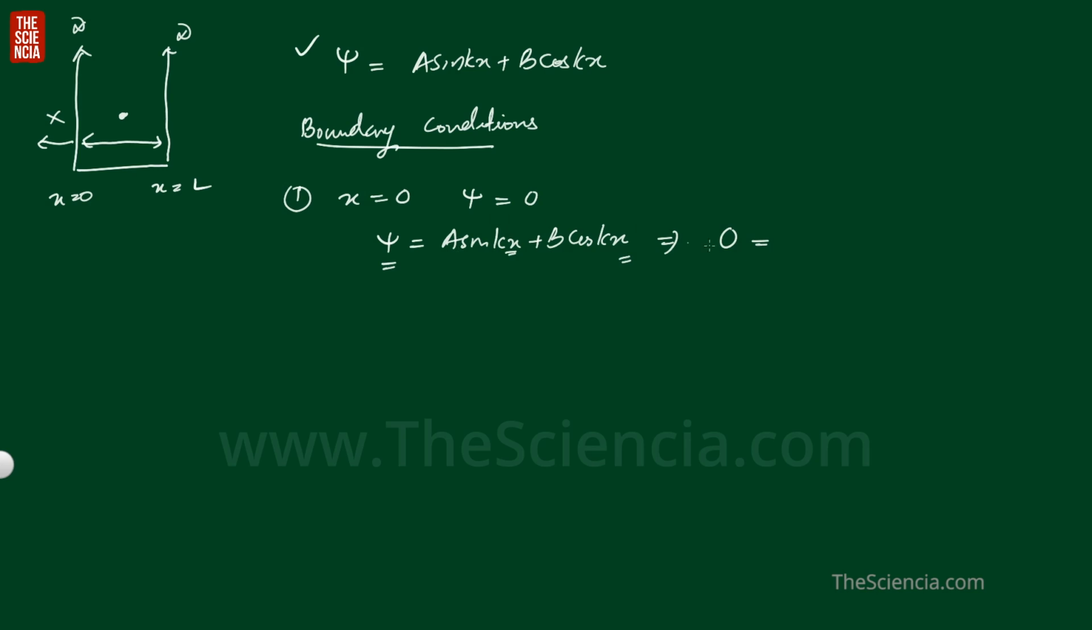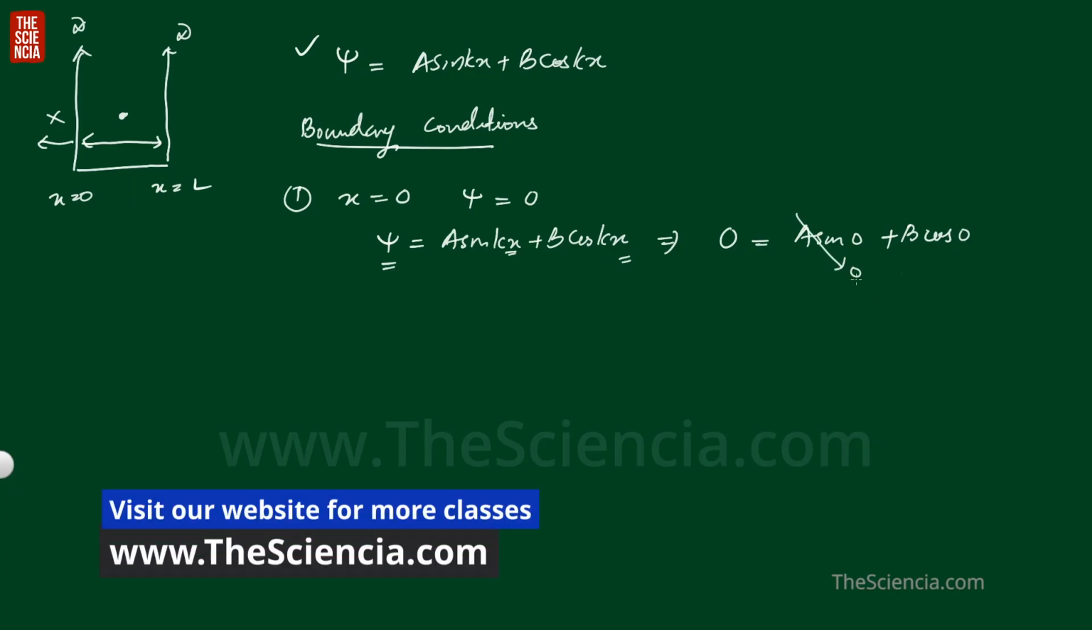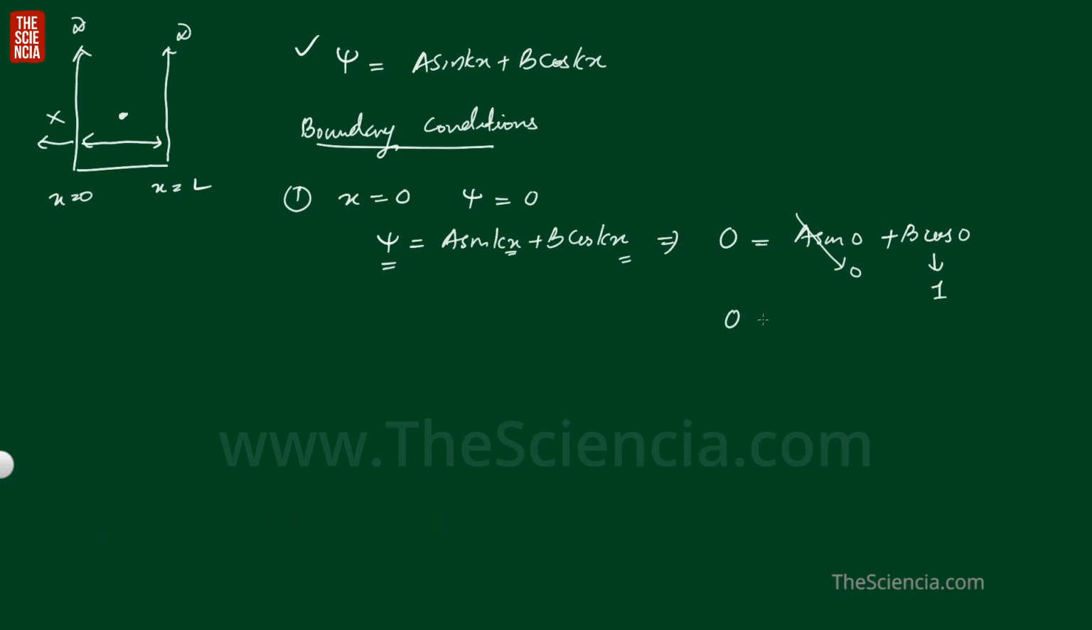and this x is also equal to 0. That is a sin 0 plus b cos 0. Definitely, I think you know sin 0 is 0, but cos 0 is equal to 1. Right? So what we get? We get 0 equal to b. So we got the value of b, that is b is equal to 0. So we substitute this in the equation. So what we get? We get psi is equal to a sin kx. The next term is 0.